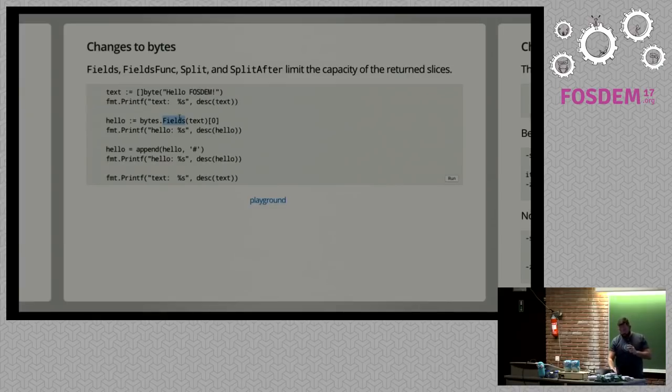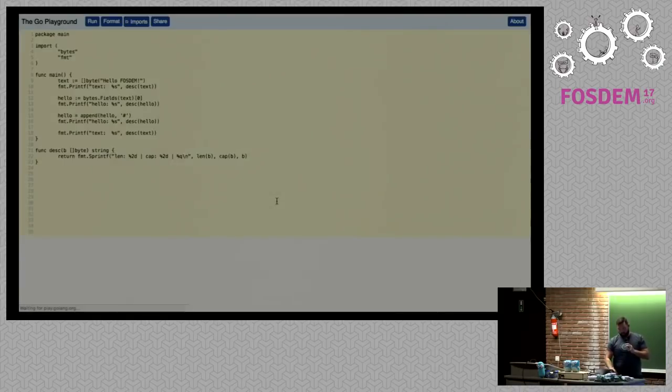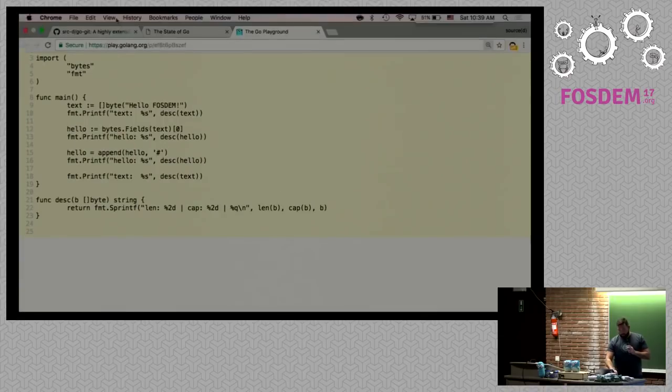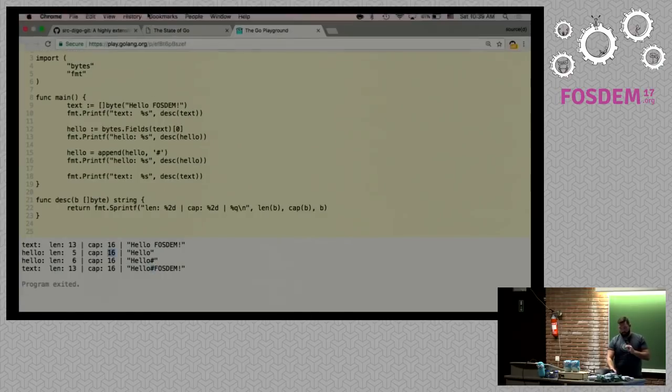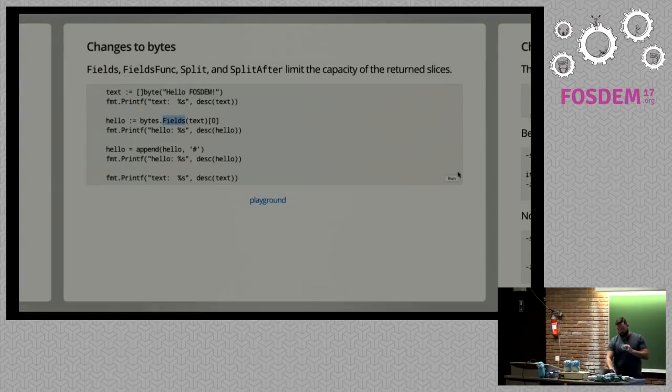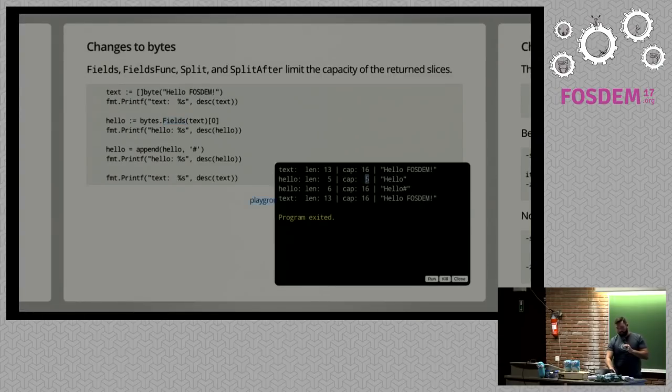So if you run this on the playground, and the Wi-Fi works. Yay. So if you run this, you're overriding hello FOSDEM because the capacity is 16. If you run this with Go 1.10, the capacity is 9.5 and you do not override. So that's a change that might be kind of tricky. So if you're using the fields func, split or split after, and you're trusting this capacity of being able to override outside of the slice, which is kind of weird, it will break. So take that into account.